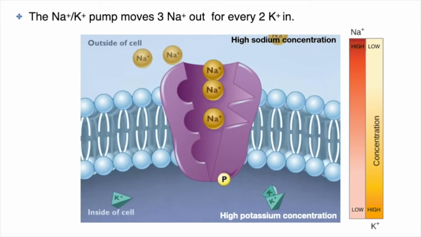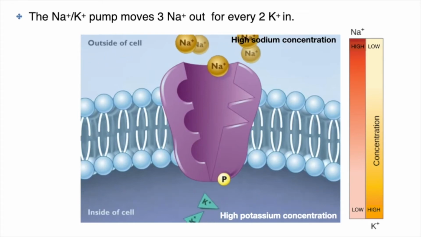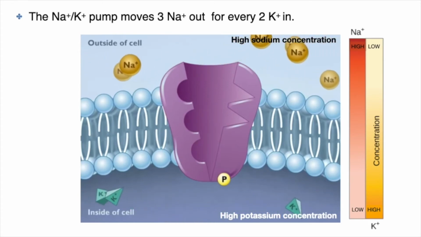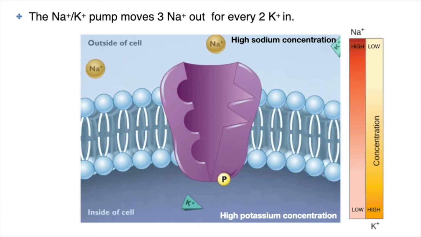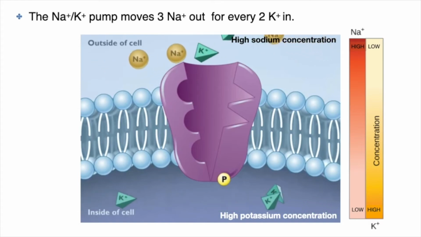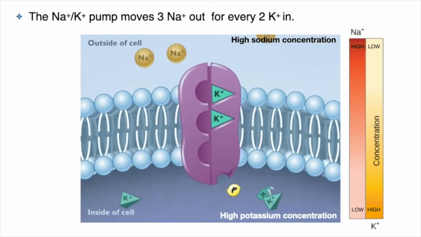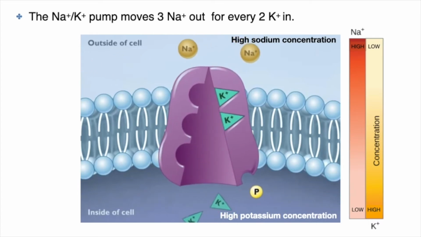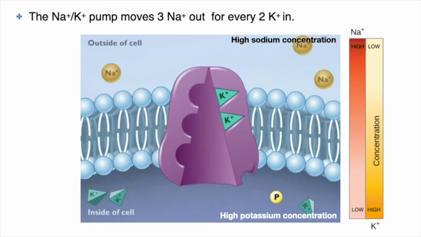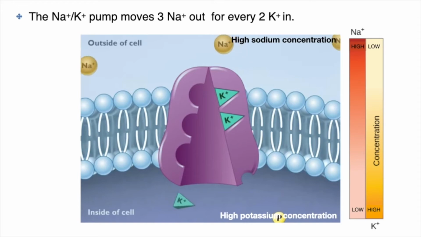The sodium ions are then released on the other side of the membrane, and that changes the shape of the protein so that now it increases the carrier's affinity to potassium ions. So now 2 potassium ions bind to the protein, which again causes a change in the shape of the protein, which moves the potassium ions towards the inside of the cell and releases the phosphate group.